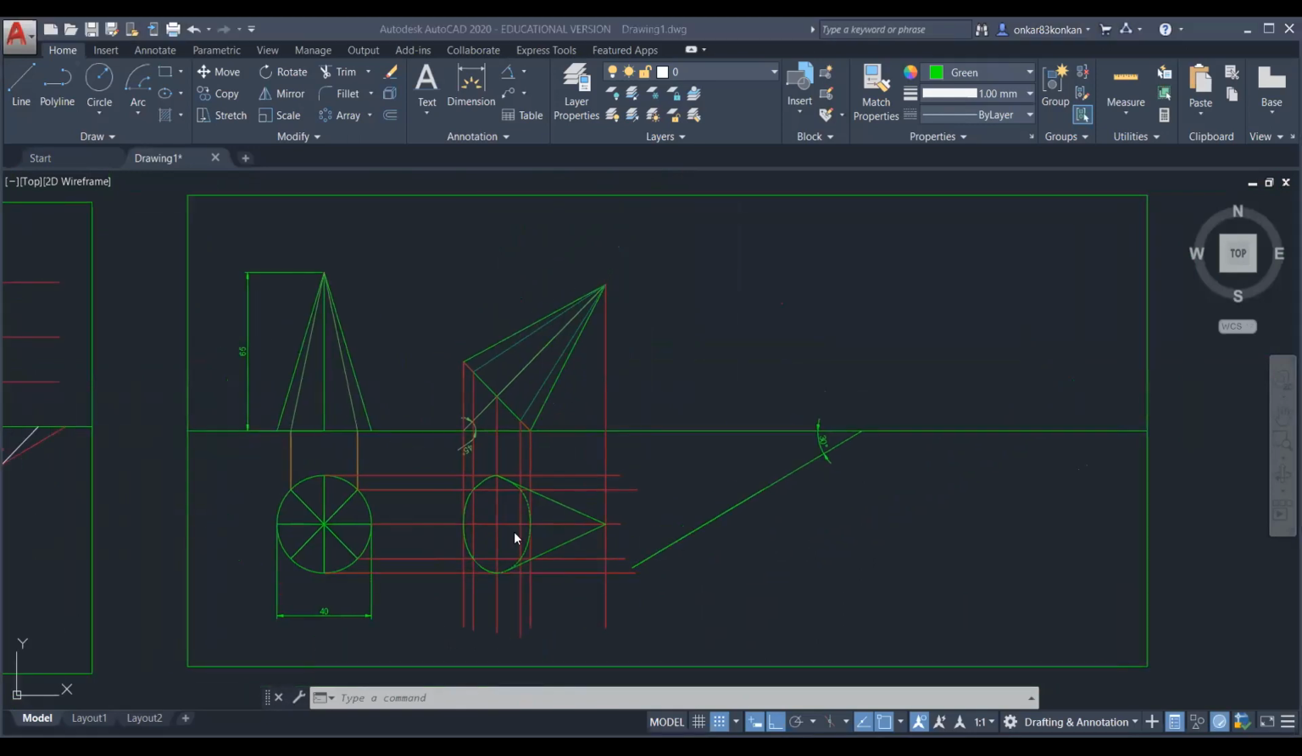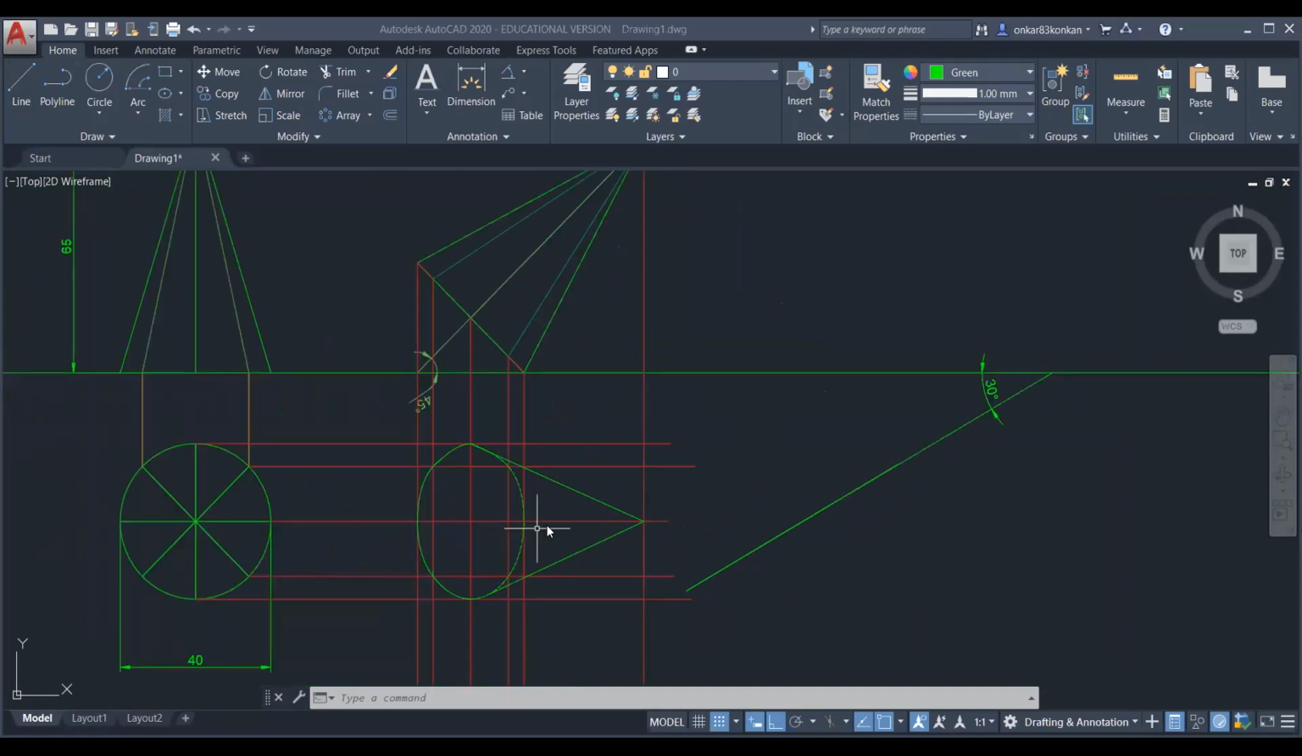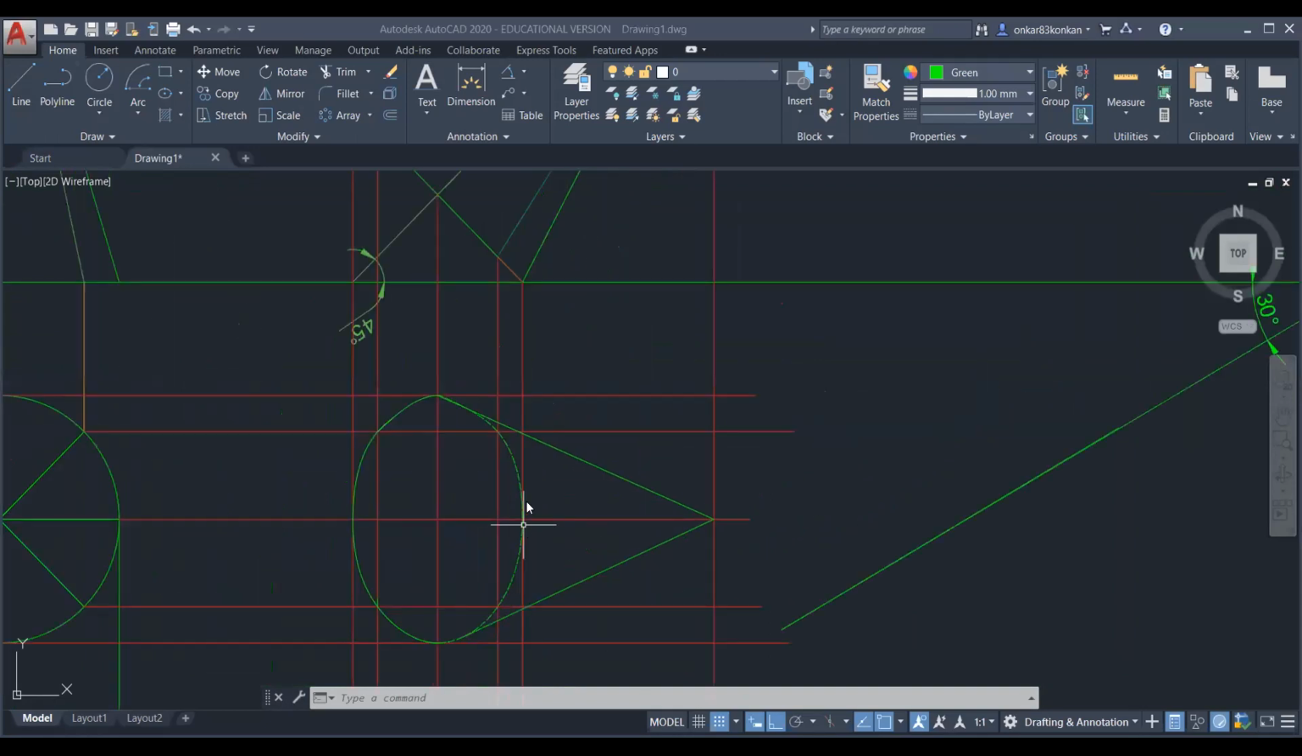So this is your top view in the second stage. So when you draw this on a drawing paper, just draw these two lines tangent to this curve. Okay.